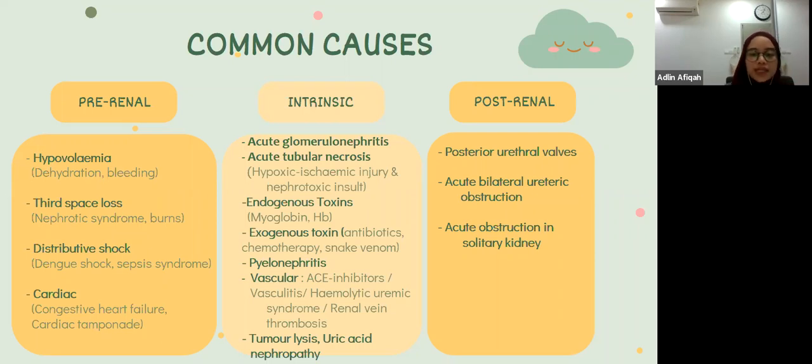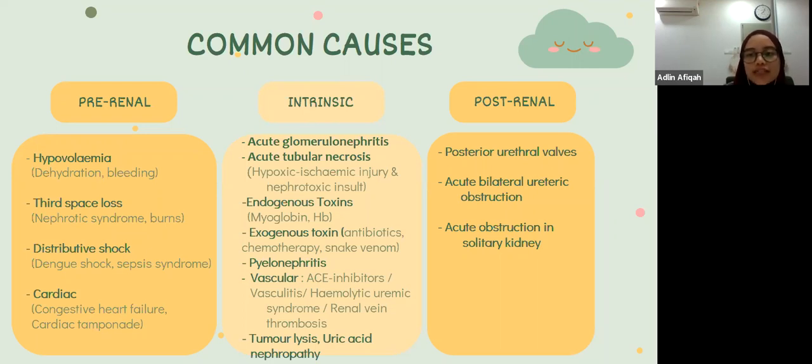Not to forget tumor lysis, in which we know that tumor lysis is a massive tumor cell lysis, which releases a high amount of potassium, phosphate, and uric acid. So when this uric acid increases in the renal tubules, it will cause obstruction. That's why it can lead to AKI.